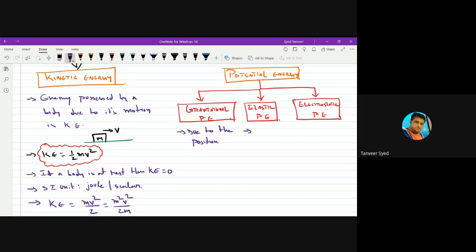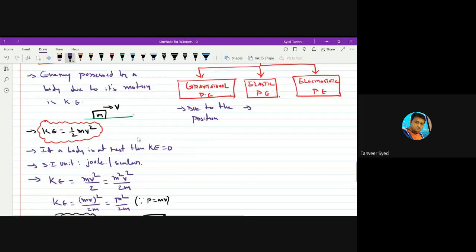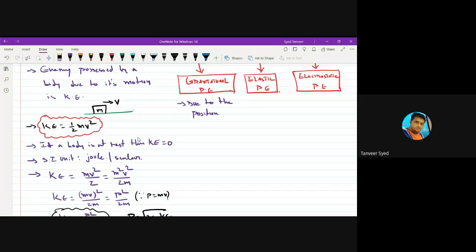The second is elastic potential energy. Okay, maybe let us take gravitational further. Suppose this is the surface of Earth. A body of mass m is present on the surface, and another body of the same mass m is at a height h above the surface of Earth.